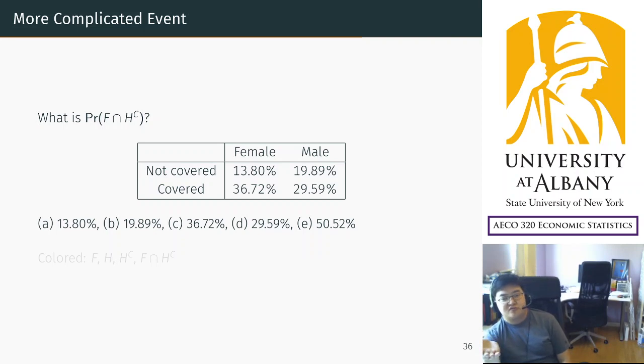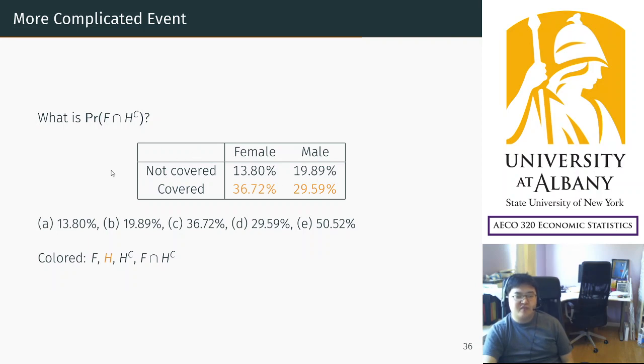I asked you to try this question, and you have to think about the new event, defined as F intersect H complement. So let's think about the event step by step, F and H. I will color the outcomes that fall into each event. Event F includes these two outcomes. Now think about event H. H includes these two outcomes.